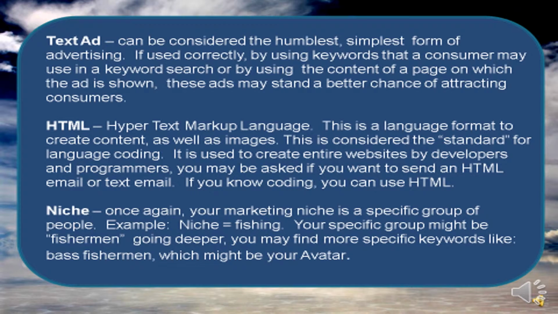Now, niche, we've talked about this a little bit in the very, very first video, but once again, your marketing niche is a specific group of people that share a common bond in interest, okay? And I gave you an example here of fishing. Now, that would be a very broad-based niche, because you could go very deep with this. You could go with types of fishermen. You've got bass fishermen out there, trout, perch, pike, catfish, deep sea fishermen.